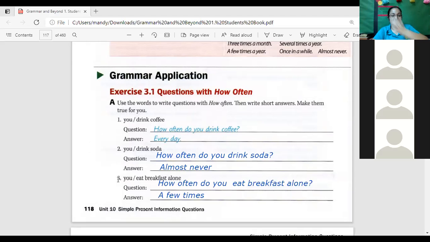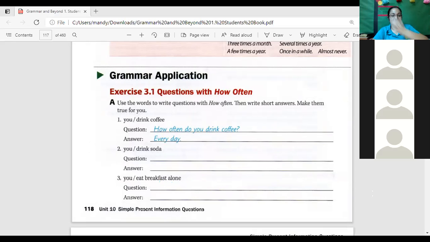The most of the time. Okay, exactly, because our parents have different responsibilities, yes. For that reason, we eat breakfast alone in the majority of the time. Okay, so let's continue. Next part, remember we continue with the questions.